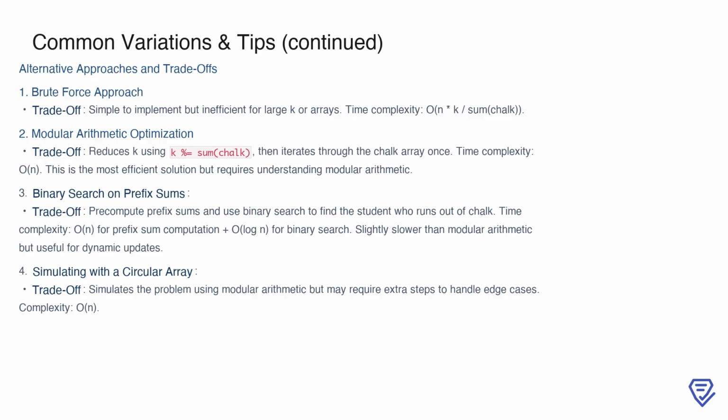Another approach is using binary search on prefix sums. Here, you pre-compute the prefix sums of the chalk array and use binary search to locate the student who runs out of chalk. This method has a complexity of O(n) for prefix sum computation and O(log n) for each search, making it slightly slower overall but useful for handling dynamic updates. Finally, simulating the distribution with a circular array is another option. This method relies on modular arithmetic to handle indices but may require additional care for edge cases. Each approach has its strengths, so consider the problem constraints and requirements when choosing the best method.